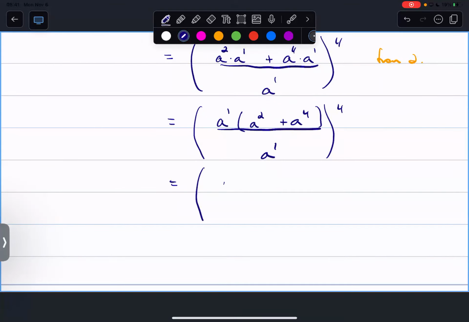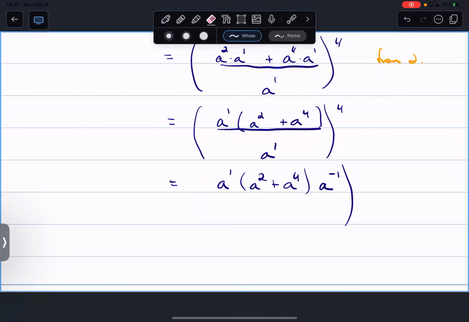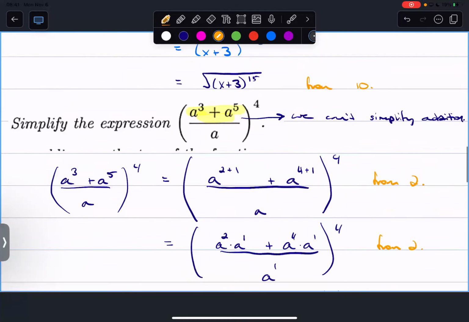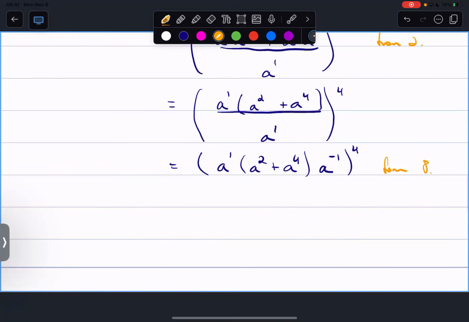This becomes a to the power of 1 times a to the power of 2 plus a to the power of 4 times a to the negative 1 to the power, and maybe I don't need these huge brackets anymore. And that's from, I want to say 9 or 8 or something. From 8. I can bring that a to the negative 1 into the numerator. What if I ignore this little guy? I can just keep him outside.